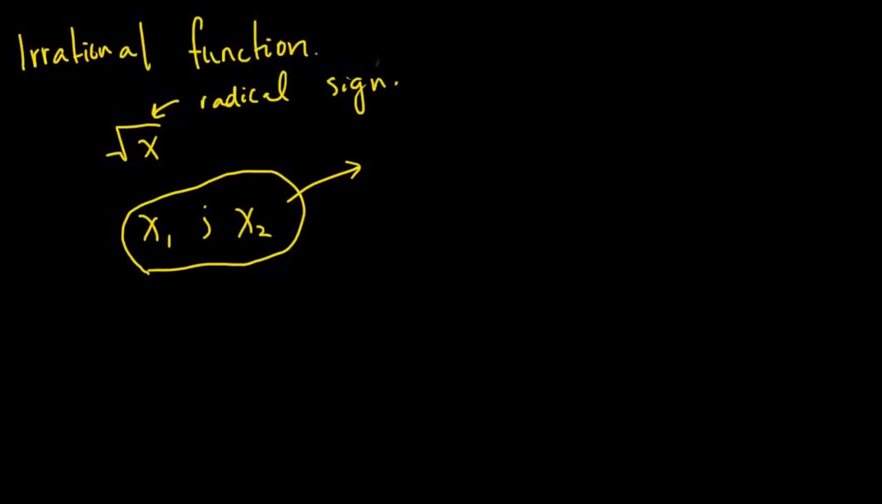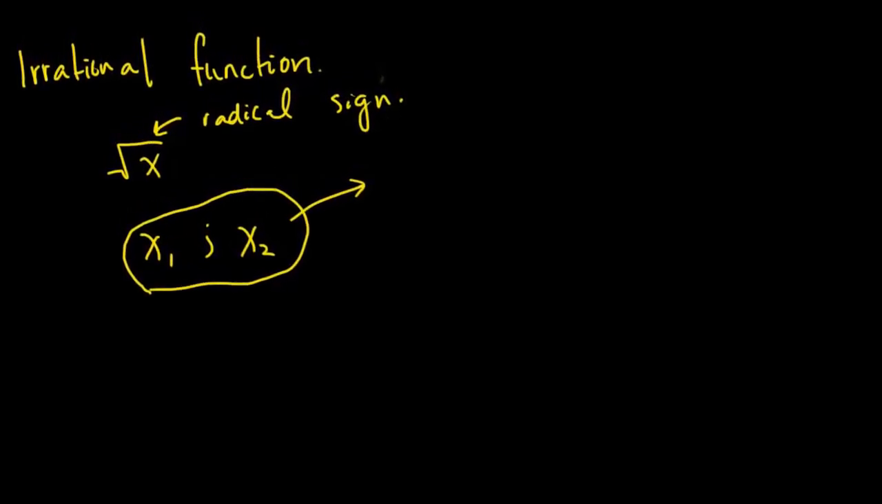Okay, so let's have a try at one irrational function. So you have x minus 6 equals the square root of 3x. Now we would need to square both sides.